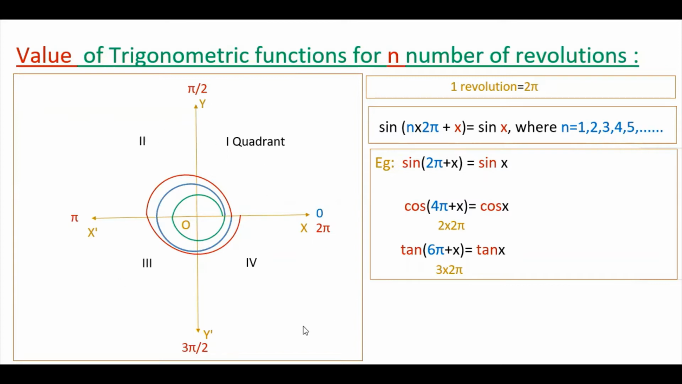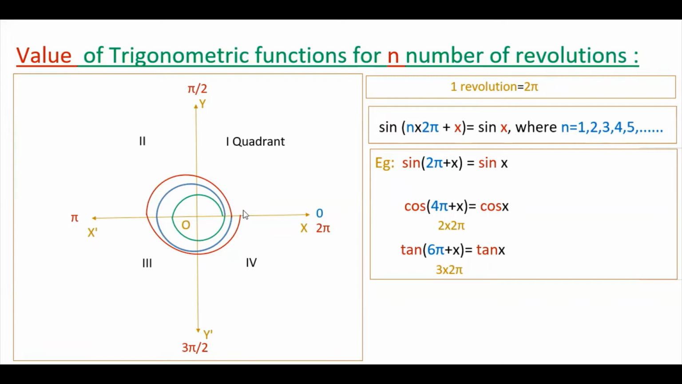So here, please remember these things. 1 revolution is equal to 2 pi, and sine of n into 2 pi plus x is equal to sine x. This is applicable for all trigonometric functions. Here, n is equal to 1, 2, 3, 4, 5, etc. For example, n is equal to 1, then 2 pi plus x. There is no change in these revolutions. You no need to consider these revolutions, only you have to take the remaining angle, that means plus x.